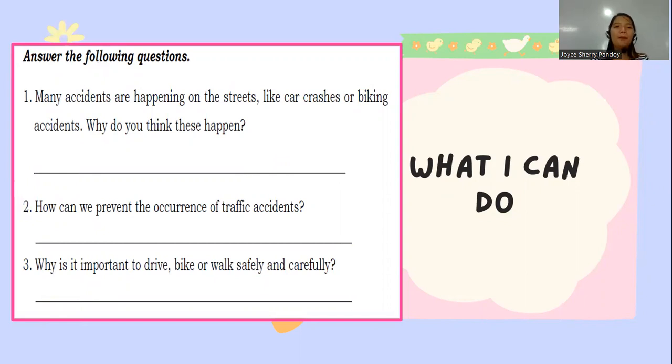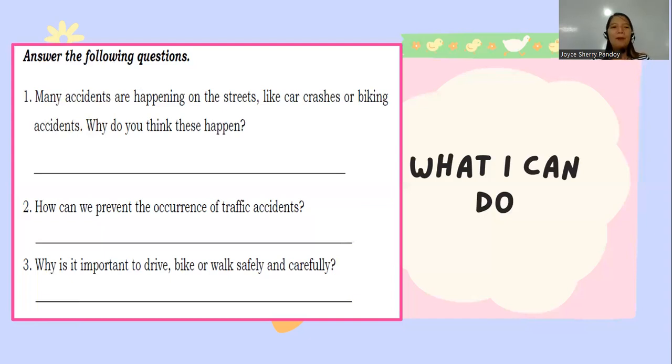Number 2, how can we prevent the occurrence of traffic accidents? Paunsa man nato nga malikayan nato ang mga aksidente sa atong kadalanan? Unsa ba inyong angay buhaton? So there, you're going to write your answer. At least for now, nakasabot mo, basig naglibog mo unsay buot pasabot sa questions ato ang pinulungan.